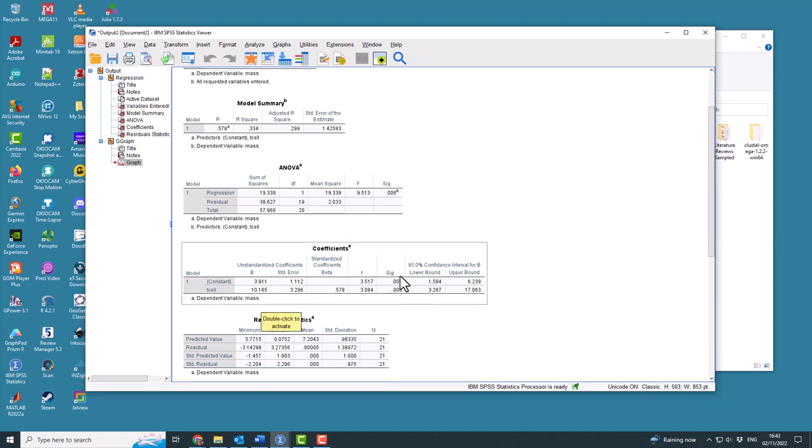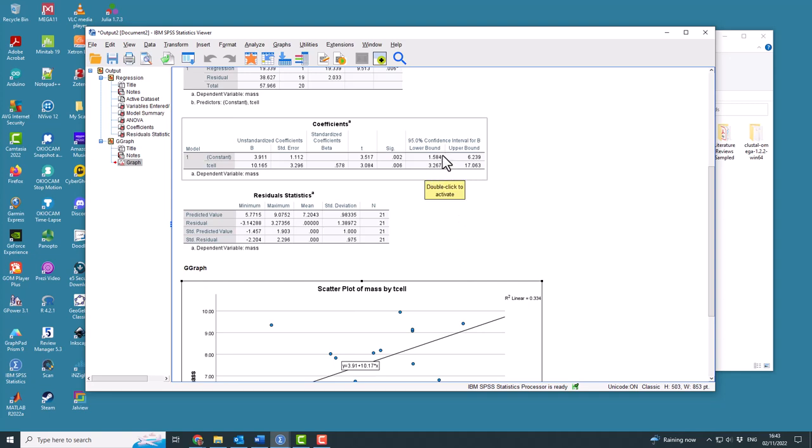Now, it also gives you the significance using a t-test. Don't worry about how those are calculated for the constant and the T cell. So this is telling you that both of these are pretty well modelled by the linear model. And then next, and most important of all, is this. The confidence intervals for the intercept and the gradient. So the intercept, on average, is at 3.911, but it could be anywhere between 1.584 and 6.239. And the slope, the gradient, is 10.165 on average, but it could be anywhere from 3.267 to 17.063. That's the confidence bound, the variability you can get in those values.